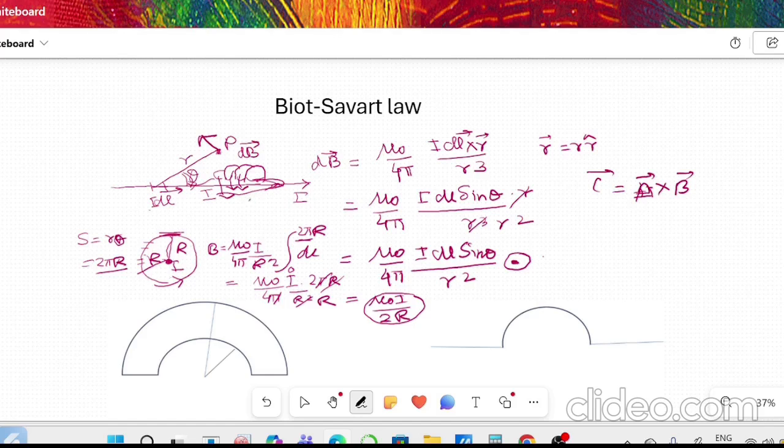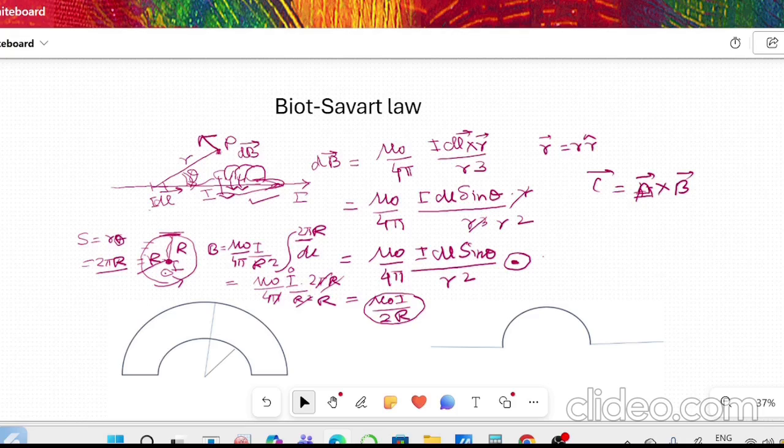And from this law, we can also find out the magnitude and direction of the magnetic field at the center. So if you wrap your right hand around this wire, then here the magnetic field will be coming out of the page. So again, this can be represented by a circle with a dot.